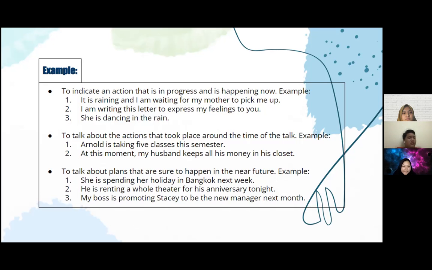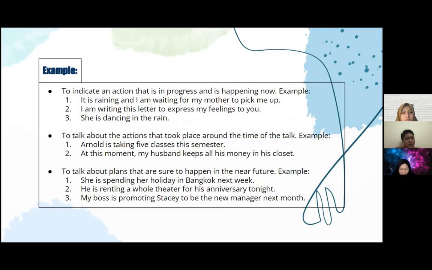The second use is to talk about an action that takes place around the time of the talk. Example, the first: Arnold is taking five classes this semester. The second: at this moment, my husband keeps all his money in his clothes.